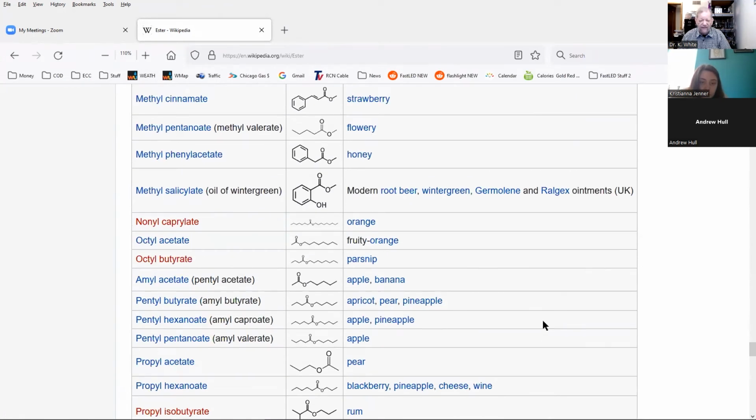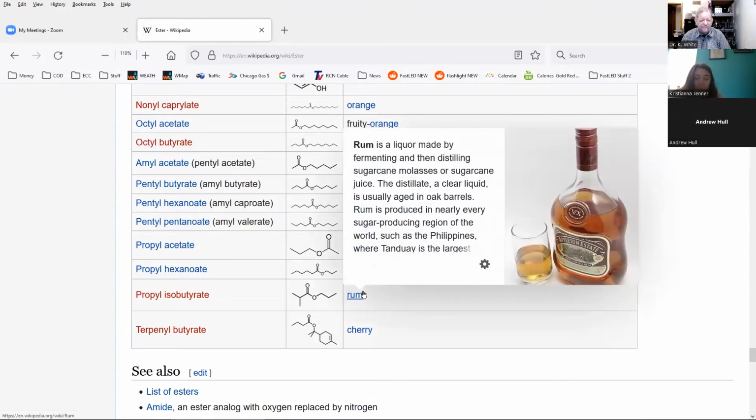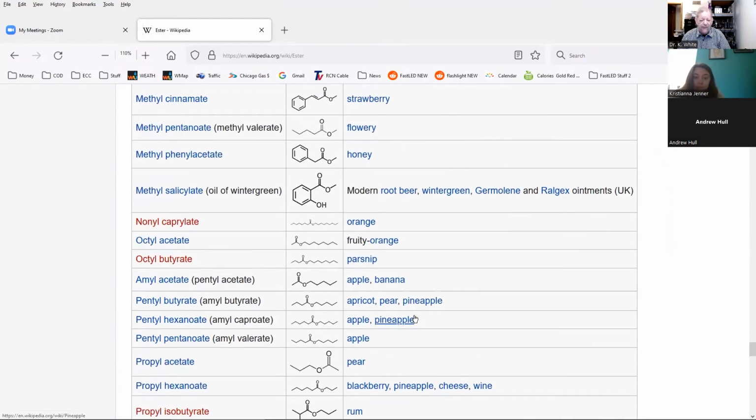Don't find it right off. But if you look at octyl butyrate, it's in parsnip. I don't know, I haven't had a parsnip. Octyl acetate, which we've made in the lab, gives that orange fruity smell.